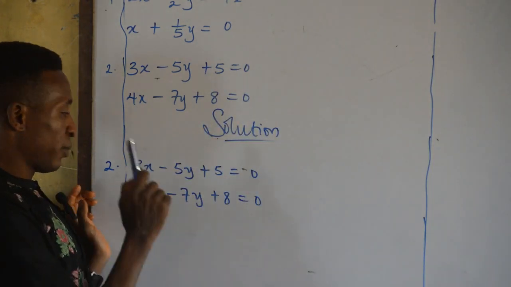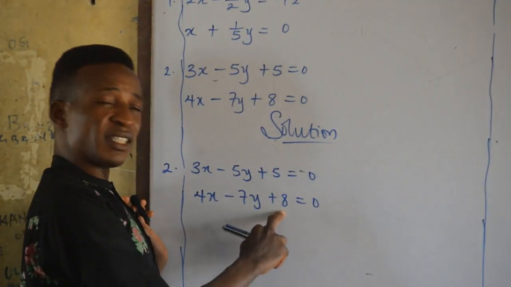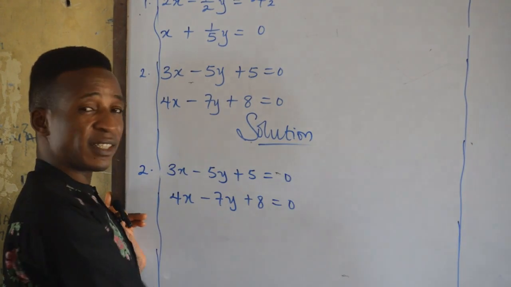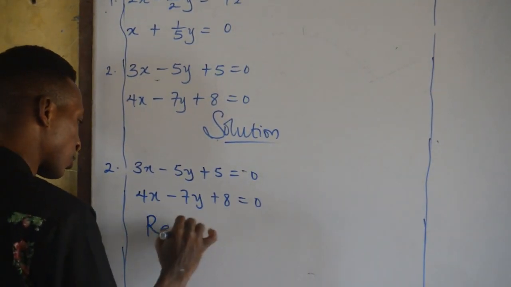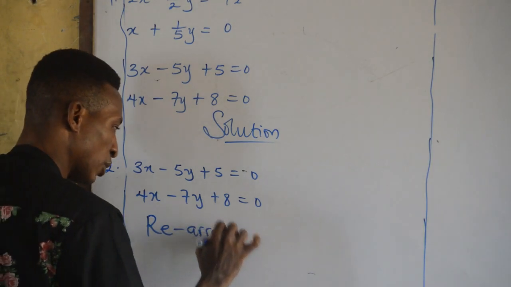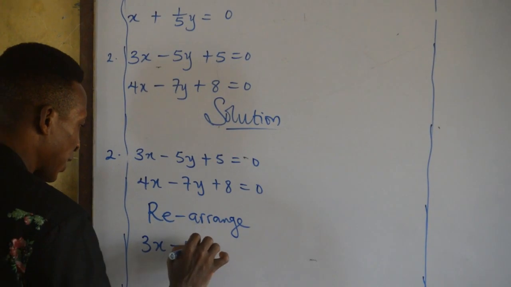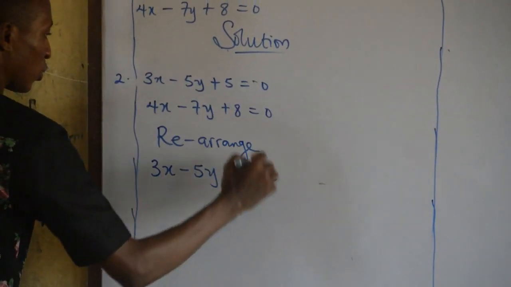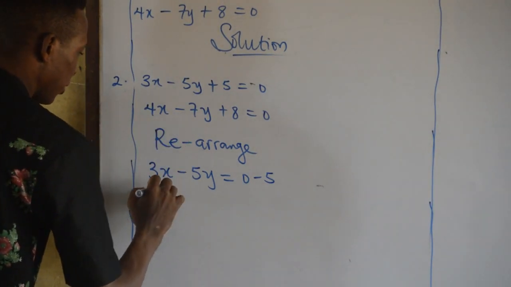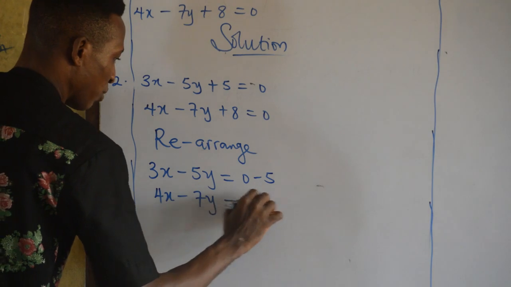Now 4x is a variable, minus 7y is a variable. 8 here is the constant. 8 needs to go to the right hand side where it belongs. So that means what we need to do here is to rearrange. So when you rearrange, we have 3x minus 5y equals to 0 minus 5. That's for equation 1. Then equation 2, we have 4x minus 7y equals to 0 minus 8.